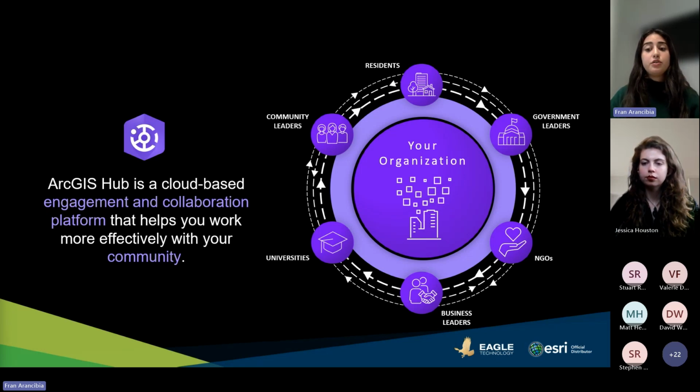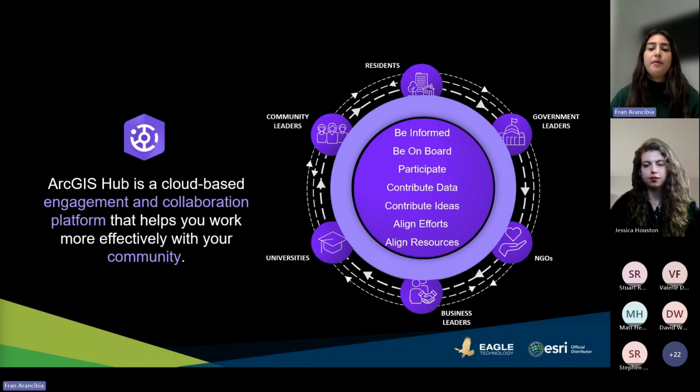So when we say community, it could be those residents, or it could be government leaders, it could be universities, and so on. So basically anyone outside of your core team that you want to share content and data with, that you want to collaborate with, and then you want to engage and onboard on your projects, you can use ArcGIS Hub for that. But why do you want to collaborate and engage with them? And that is to make sure that everyone is informed and everyone is on board. So you all have that shared vision and goals that you're working on together. And that way you can align all of your resources and all your efforts to make sure that you achieve your goals and have a successful project.